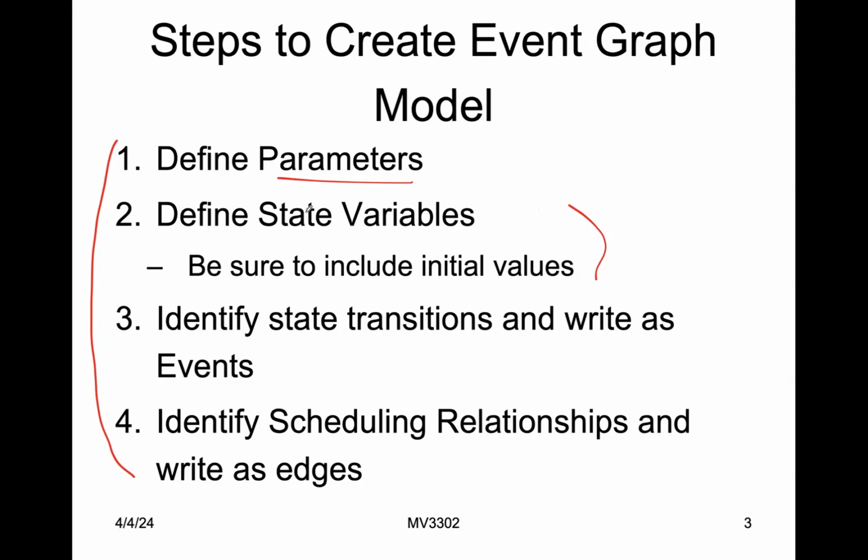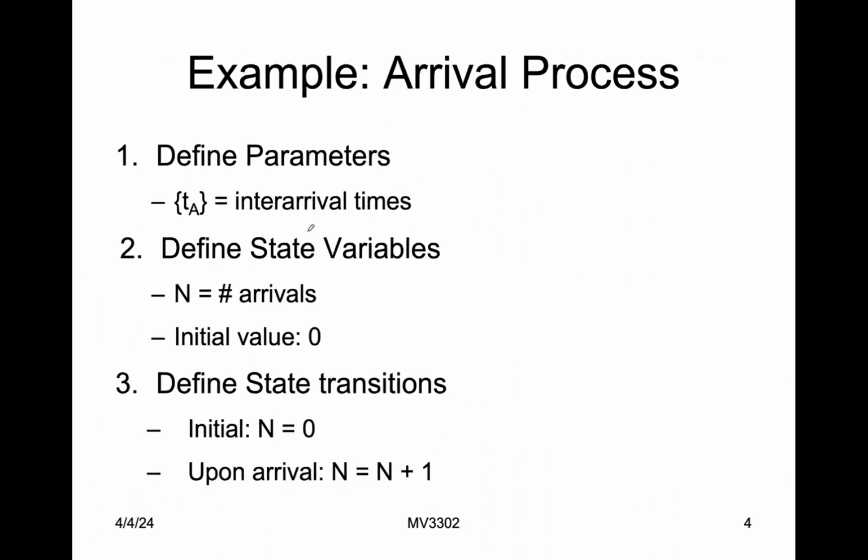And then once you've done that, once you've taken the effort to do this, then identify what the state transitions are. It should be sort of obvious that you can't define a state transition until you define a state. Those are the events. And then finally, the last piece is to define the scheduling relationships and then write those as edges.